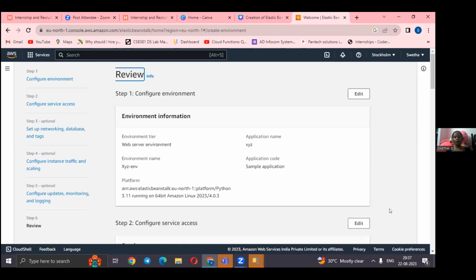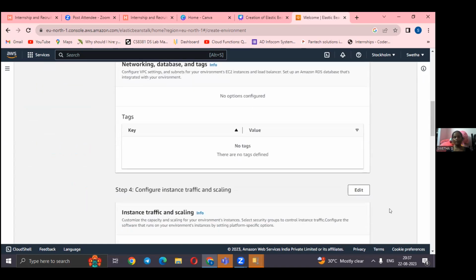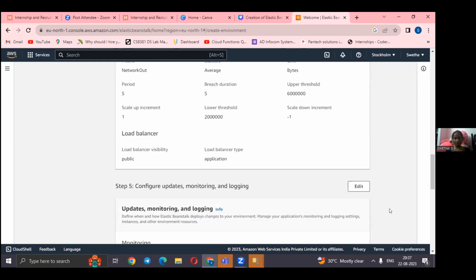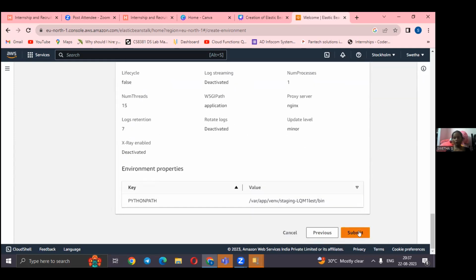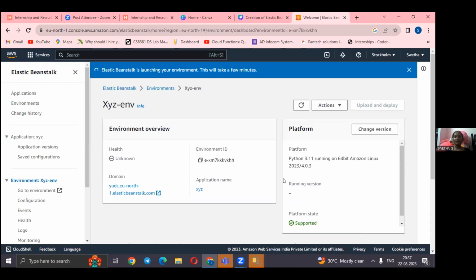Then you review your web application and the things you entered before. Then click on submit. This may take a few minutes to create. I'm just showing you another.